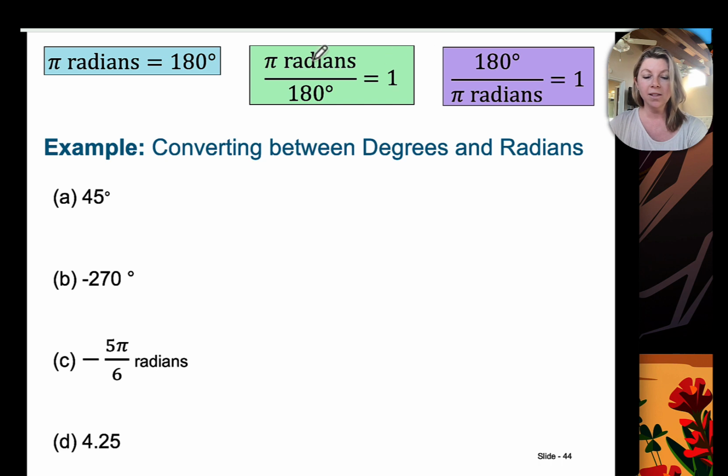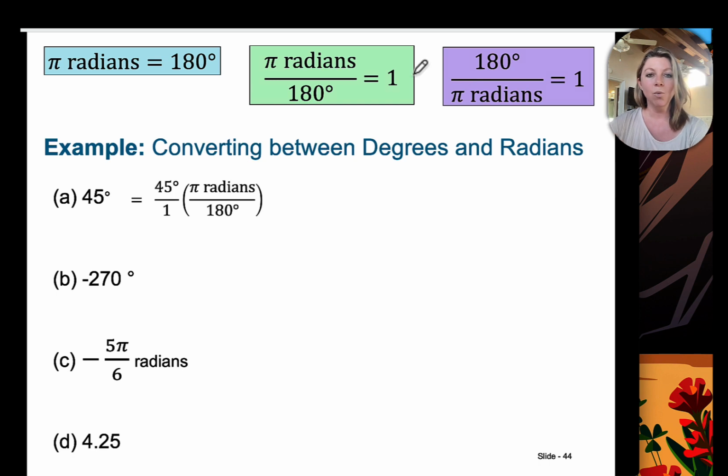So either of these can be useful if you're starting in radians and need to convert to degrees, and the other one is useful if you're starting in degrees and need to convert to radians. And I'll show you how to choose which one now. Okay, the example asks us to convert between degrees and radians. So the first question here, it is 45 and the unit is right there, it's degrees. So we're going to figure out how many radians that is using one of these conversion formulas.